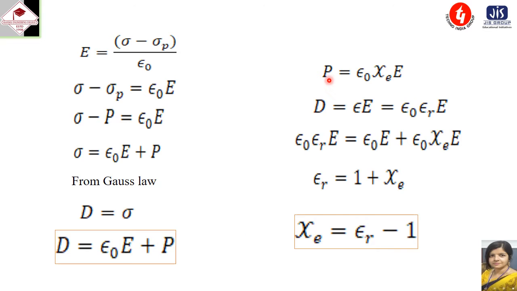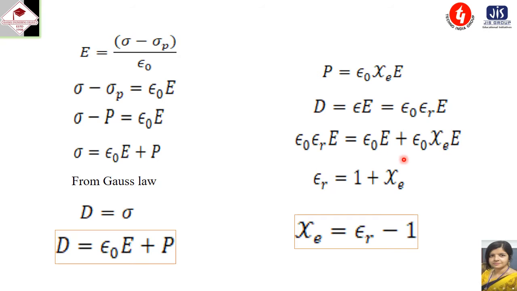This expression is very important: D equals epsilon 0 E plus P. Now P equals epsilon 0 chi E into E. Again D equals epsilon E, where epsilon equals epsilon 0 epsilon R, that is relative permittivity. So we can write epsilon as epsilon 0 into epsilon R, into E. So epsilon 0 epsilon R into E equals epsilon 0 E plus epsilon 0 chi E into E.